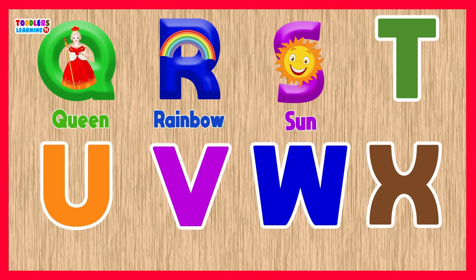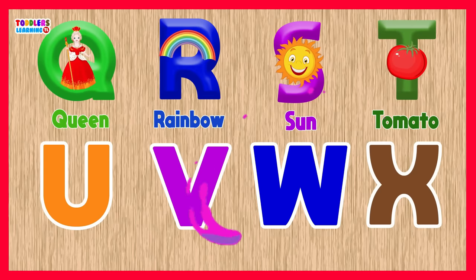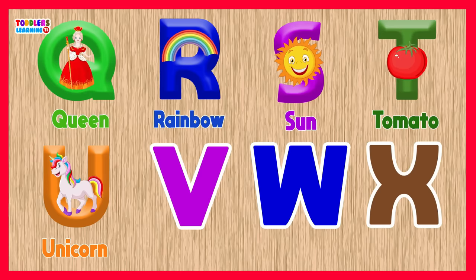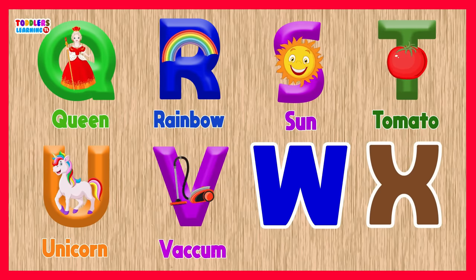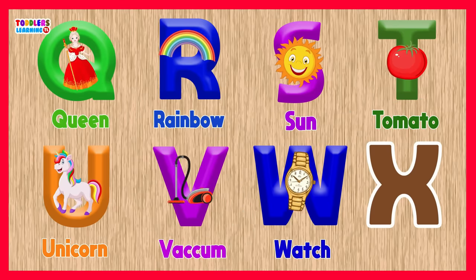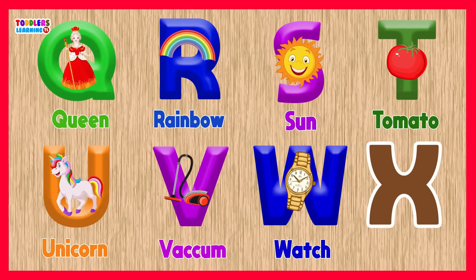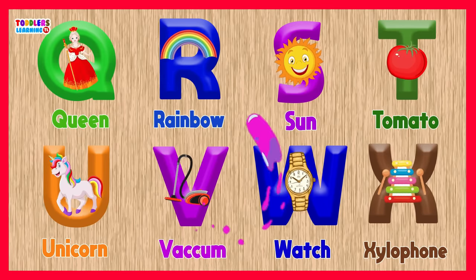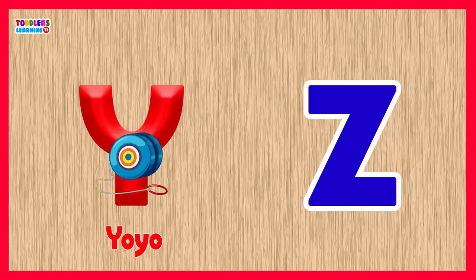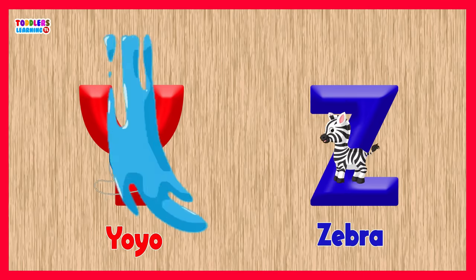Sun. T. T is for tomato. Tomato. U. U is for unicorn. Unicorn. V. V is for vacuum. Vacuum. W. W is for watch. Watch. X. X is for xylophone. Xylophone. Y. Y is for yo-yo. Yo-yo. Z. Z is for zebra. Zebra.